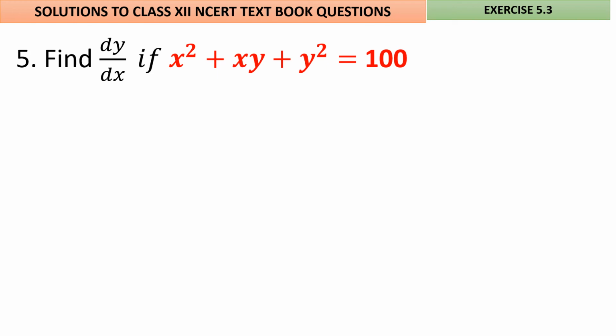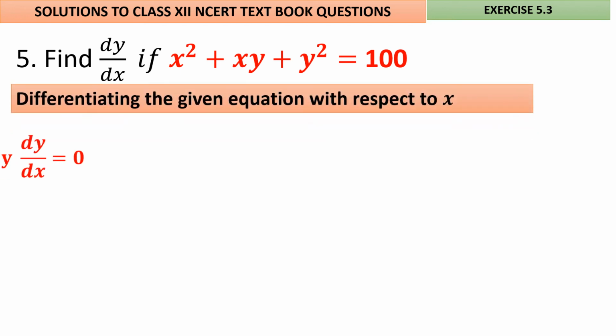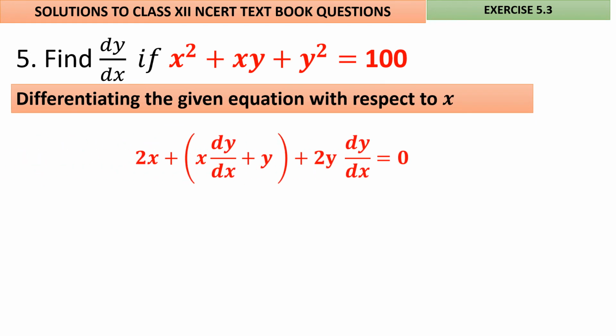Let us move on to question number 5. Find dy by dx if x square plus xy plus y square is equal to 100. As usual, let us differentiate from left to right. Differentiating the given equation, x square differentiation is 2x. Differentiation of xy, we have to use the product rule. X into differentiation of y plus y into differentiation of x, that is 1, no need to write. Differentiation of y square is 2y into dy by dx. On the right hand side, differentiation of a constant is 0.